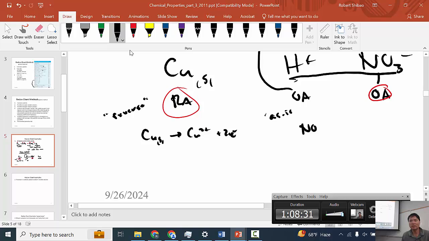So this one is NO3- plus 4H+. I'm just going to copy it straight from the chart. Plus 3 electrons yields NO plus 2 H2O, sorry. It's 2 H2O liquids. And then I combine these, but the electrons are mismatched. So can you combine these for me? Yes, you just have to multiply.